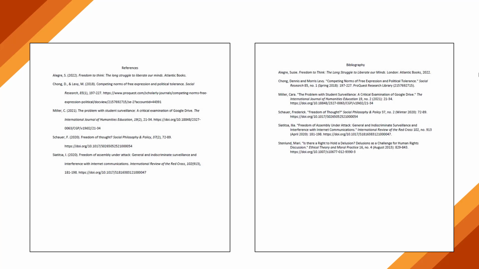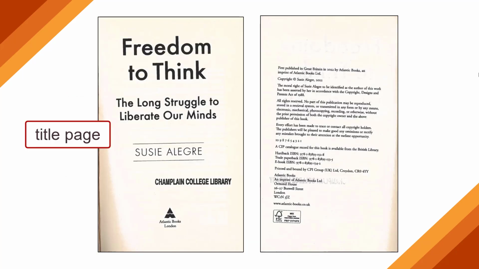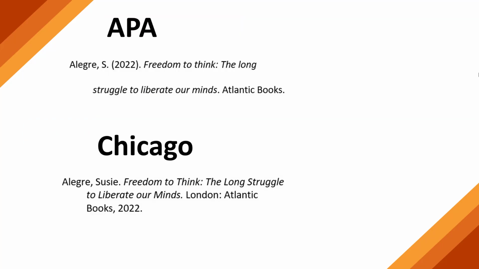You may notice differences in the spacing. There are many more differences in the entries themselves. Let's take a look at a few. Let's say we wanted to cite this book. We would need to look at the title page and the back of the title page, the copyright page, to get the information we need. We would then construct the following entries.